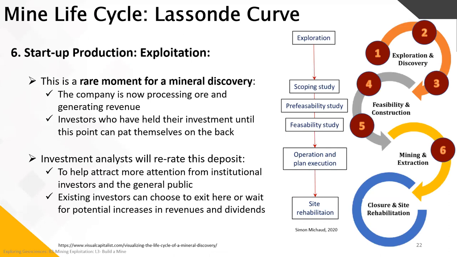So we are moving on to the startup, production, exploitation. What we've seen so far within the Lassonde curve, everything that had to do with prospect, exploration, and discovery, included steps 1, 2, 3. Then we moved on to everything to prove and define the concept of the mine, which has to do with steps 4 and 5, the feasibility report and the construction concept. And now we are within the mining and extraction before the closure of the mine.